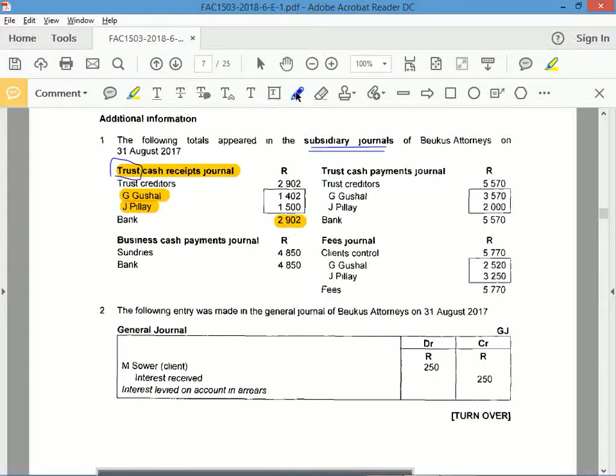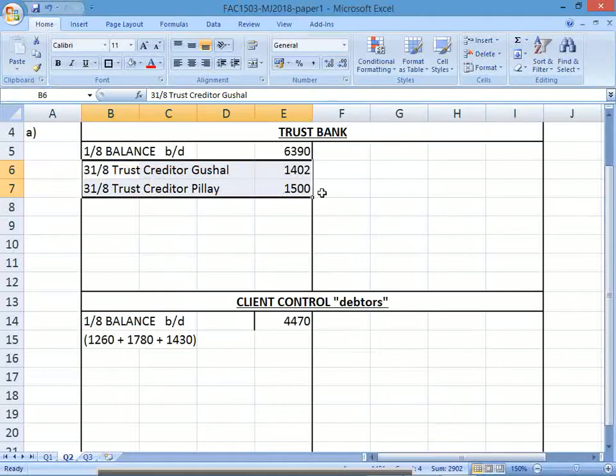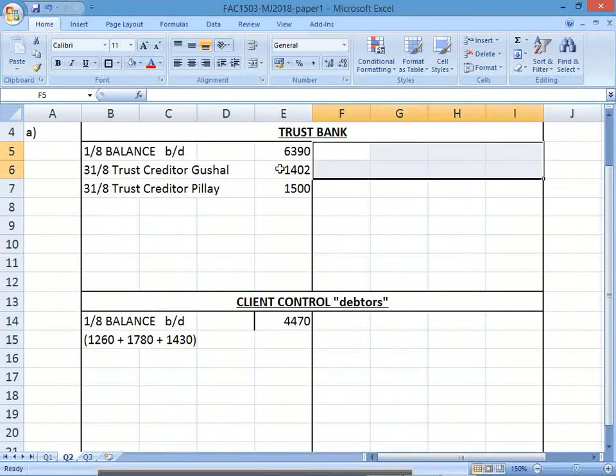Perfect. So I'm happy with that. Tick. Move on. Trust cash payments journal. I need that as well. Why? The client is using the client's money to pay for the client's expenses. Client money doing something for the client. So that would decrease the trust bank account. So that's going to go on this side.